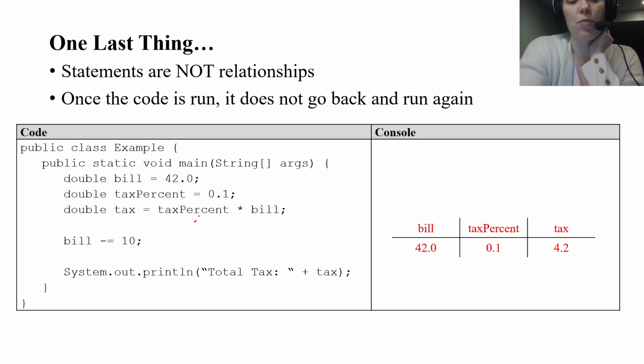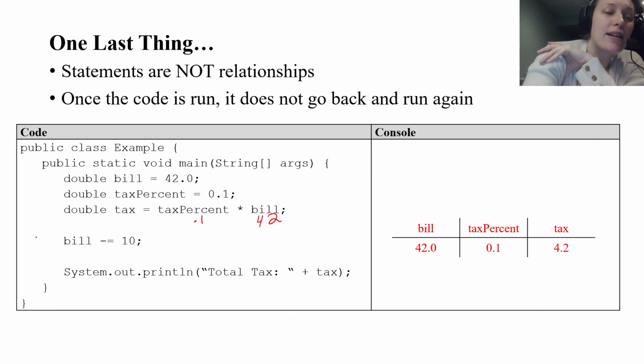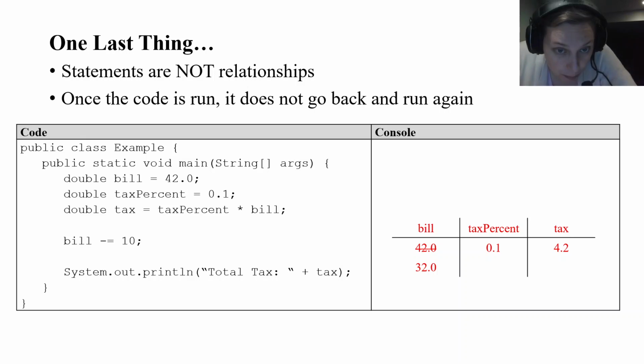Okay, so bill is 42, tax percent is 0.1, and then for the variable tax, I take my tax percent, which is 0.1, times my bill, which is 42.0. 0.1 times 42 is 4.2. So 4.2 gets stored into tax. Okay. Hopefully you're with me so far. This next line, my compound operator, bill minus equals 10. That means take the value of bill and subtract 10 from it. So I get 32, right?